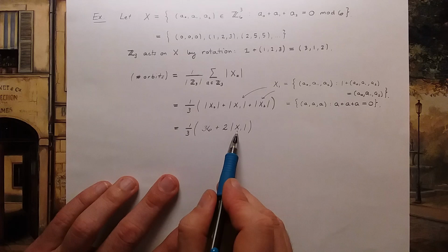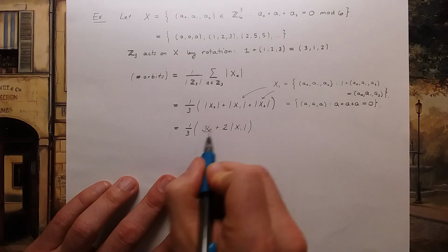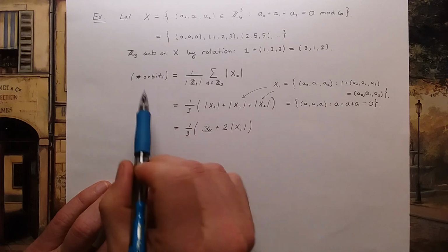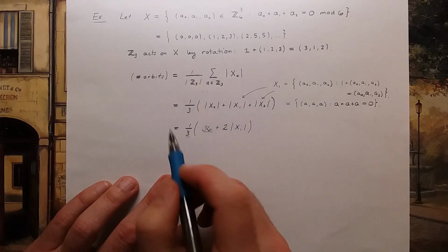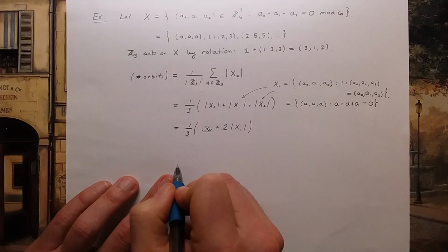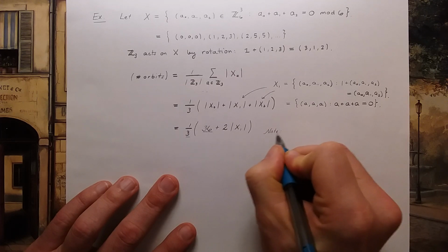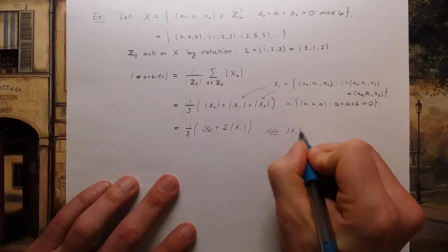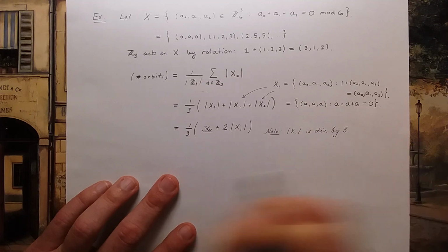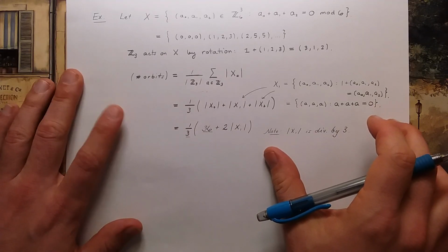We're going to simplify this in a minute, but I'm going to notice now that 36 is divisible by 3. So in order for this to be a whole number, which it needs to be, since it's the number of orbits, I need x1 to be divisible by 3 as well. So I'm going to make a note here. Note, this implies that x1 is divisible by 3. That's actually the idea we're going to use in a minute when we generalize this example.